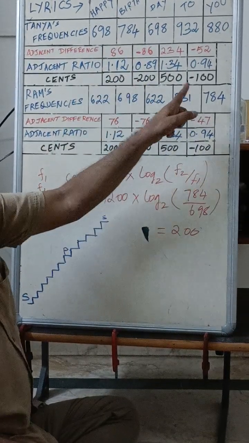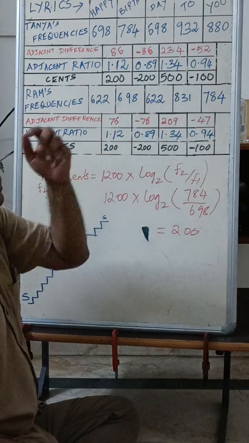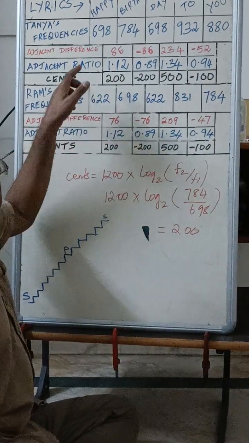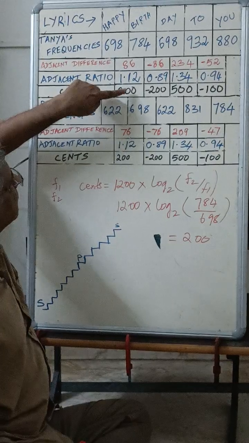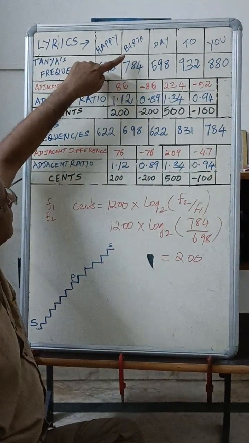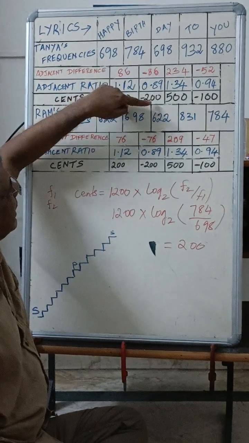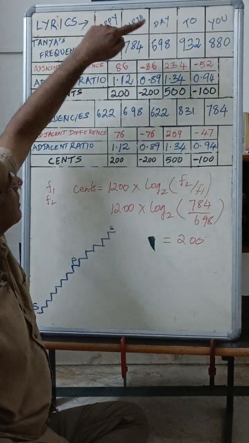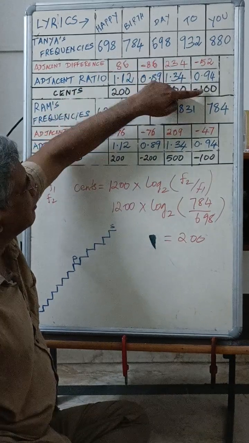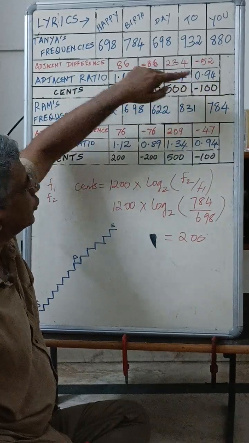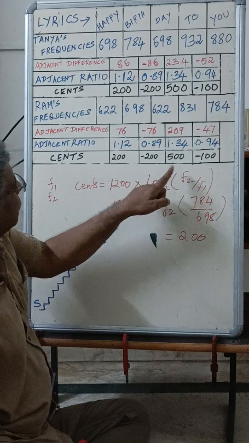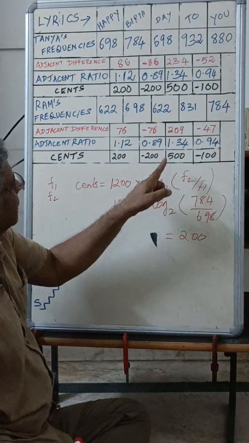Now look at how beautifully this whole tune progresses. You start with "happy," you go up 200 cents to "birth," you come down 200 cents to "day," you go up 500 cents to "to," and you come down 100 cents to "you." So the same thing is true for here. You can do the calculation here.